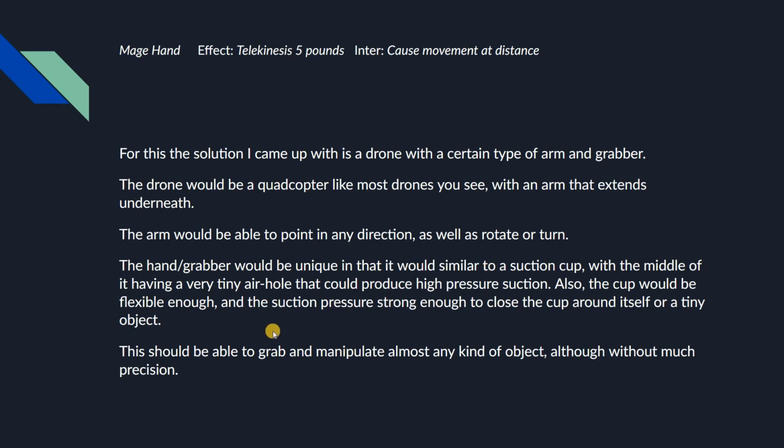And so basically what I imagine is, let's say you're trying to pick up a spoon or something. You put the cup up to the spoon, and you start sucking on the spoon, and the cup starts closing around the spoon due to the high suction. And I think this type of grabber should be able to grab almost any type of object. It just can't really do it with precision. Like, you can't write, obviously. That's just far more complicated.